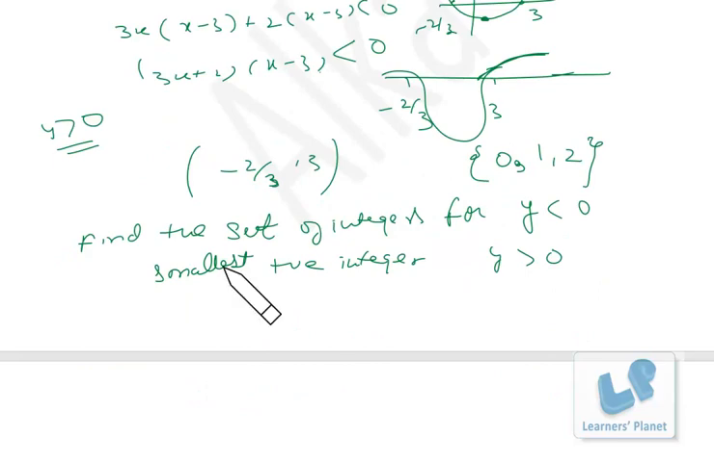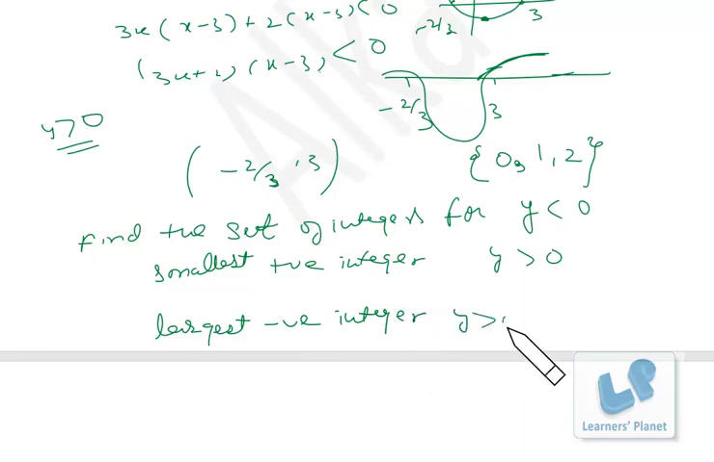Similarly, the next question can be framed as: largest negative integer for which y is greater than 0. So y is greater than 0 in this range, minus infinity to minus 2 by 3. Negative we are talking about. So in this range y is negative. This expression y is greater than 0, right?